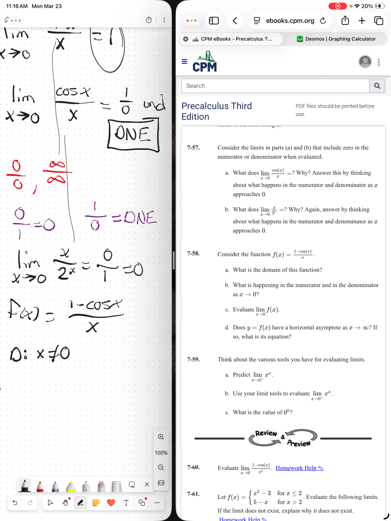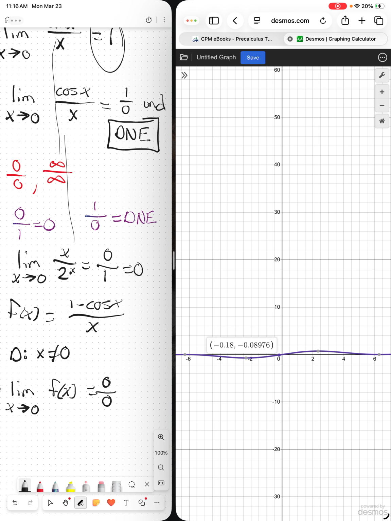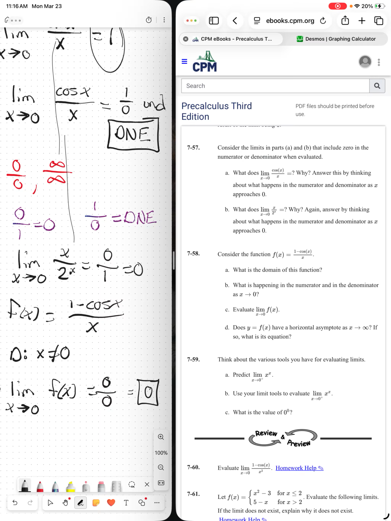Okay, so it now says evaluate the limit. If we look at the limit as x approaches 0 of f of x, we get 0 over 0, which is indeterminate form. But if we go to the graph, it's actually approaching 0 from both sides. So we can say that this answer is 0, because it's approaching there from the graph.